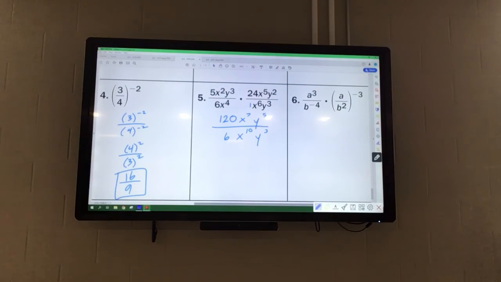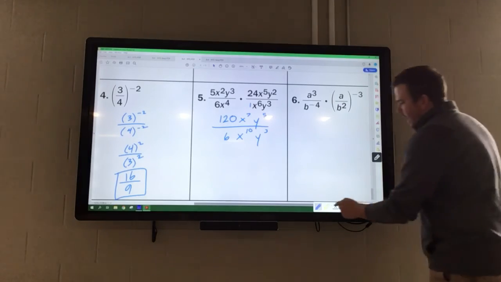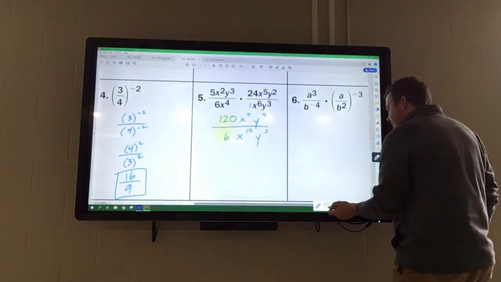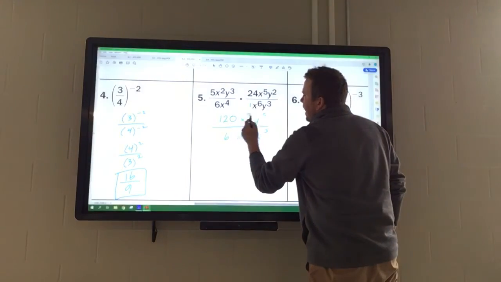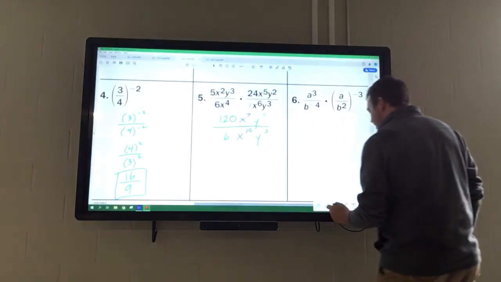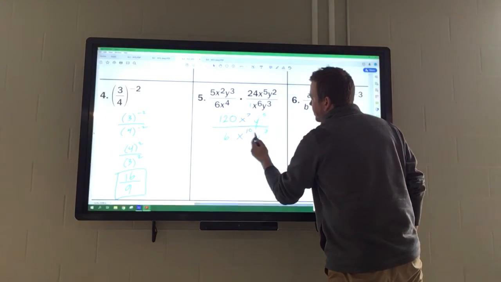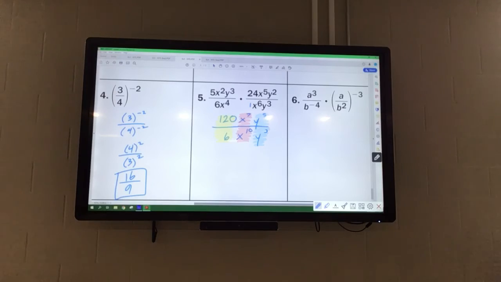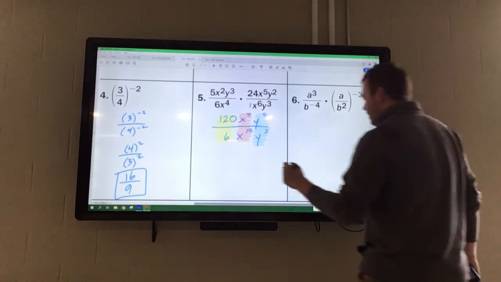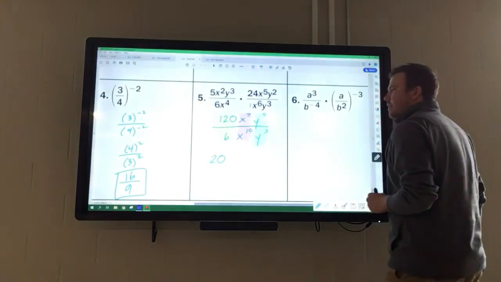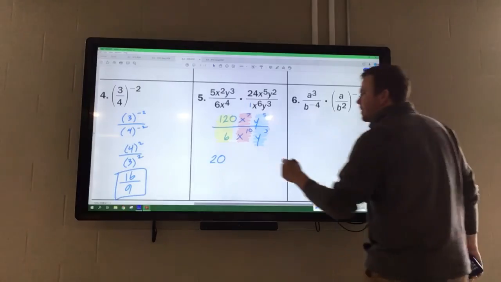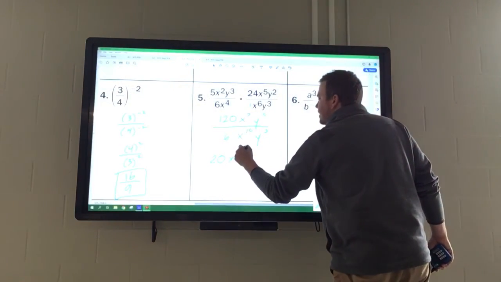Now what we need to do here is let's break this up, okay? I want you to imagine this as 3 separate division problems. The coefficients dividing each other, the x's dividing each other, and the y's dividing each other. Let's start with the coefficients. 120 divided by 6 leaves me with 20. X to the 7th divided by x to the 10th. When we divide two powers with the same base, keep your base, subtract the exponents. 7 minus 10 is negative 3.